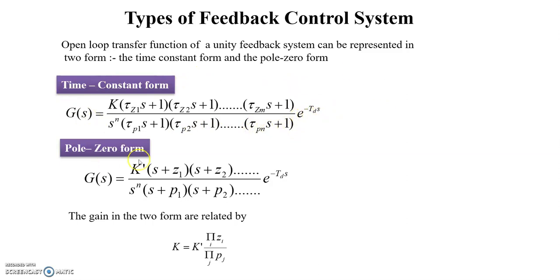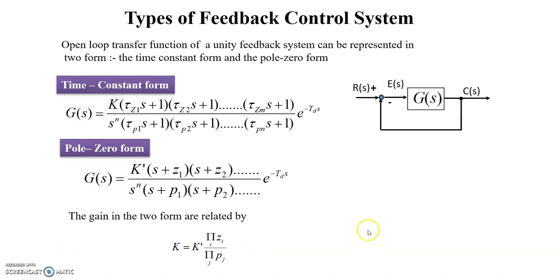This is the time constant form. In terms of the pole zero form, g of s is equal to k dash into (s plus z1) (s plus z2) etc., divided by s power n into (s plus p1) (s plus p2) etc., into e power minus td s. This is the general pole zero form. The gain in the two forms are related by k is equal to k dash of product of zi divided by product of pj. Okay, so this is for a general feedback system.